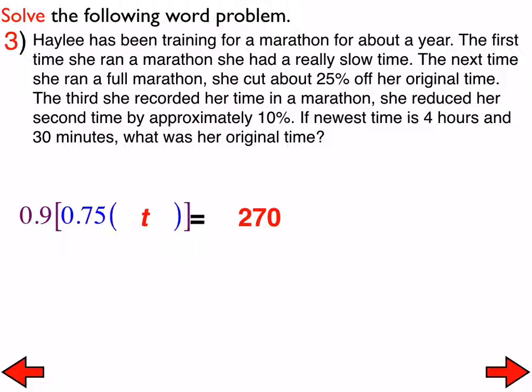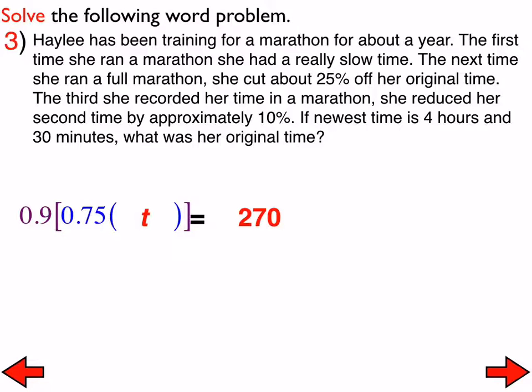So we have 0.9 times 0.75 times your variable equals 270. That represents 75% of her original time, and then 90% of that is equal to 270. So I'm going to let you finish it.